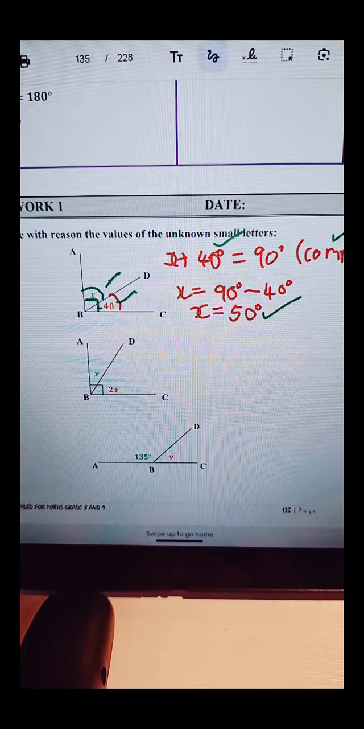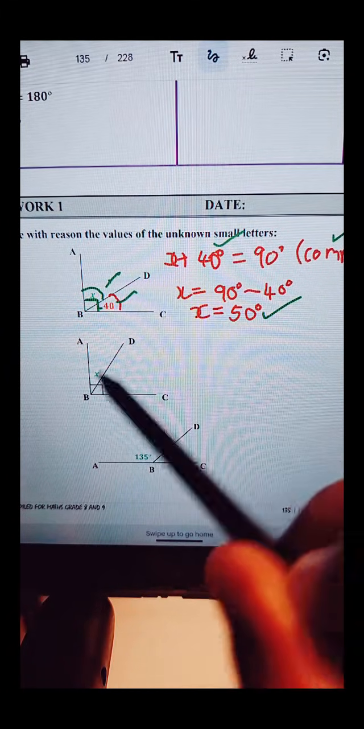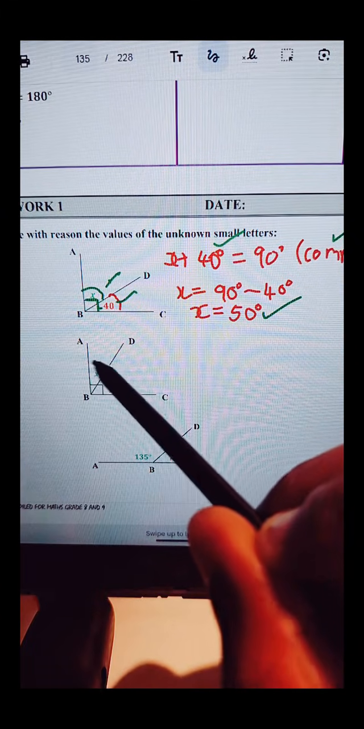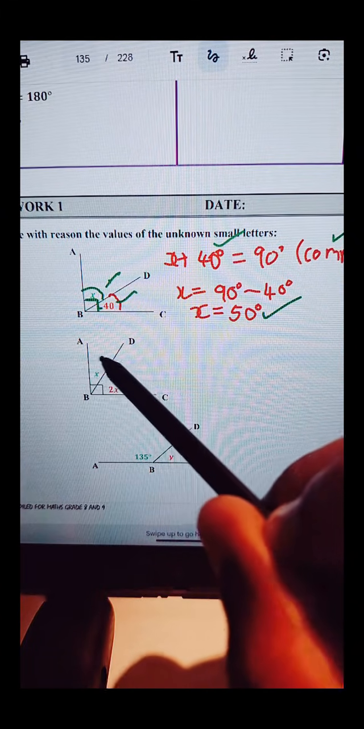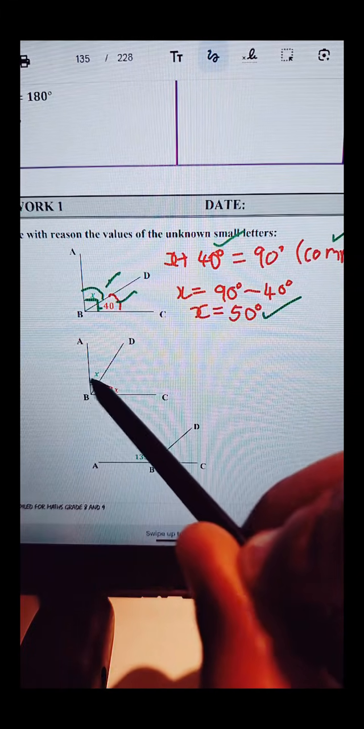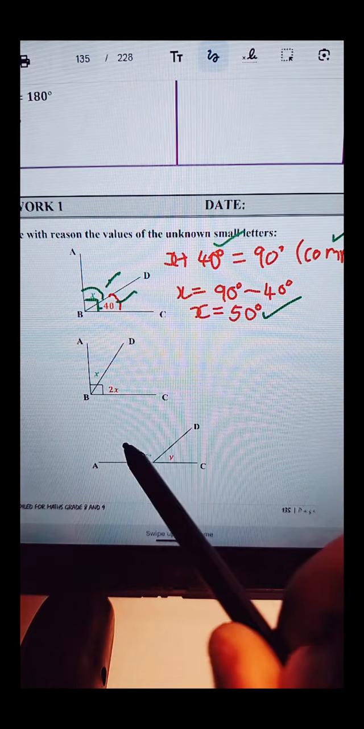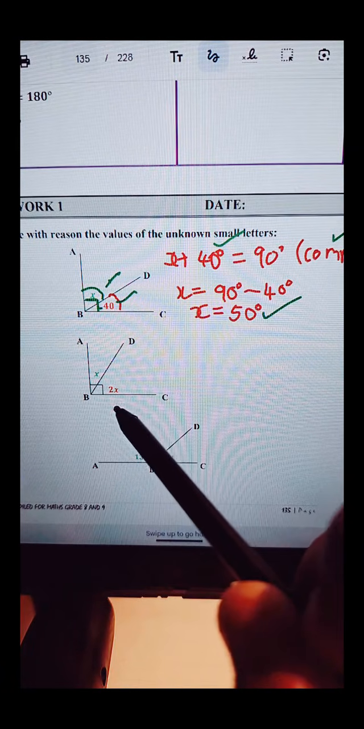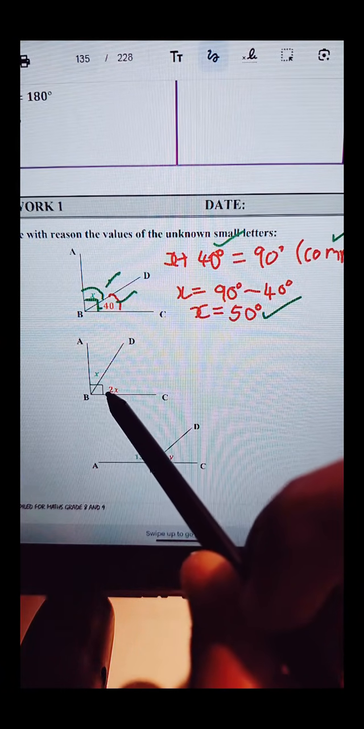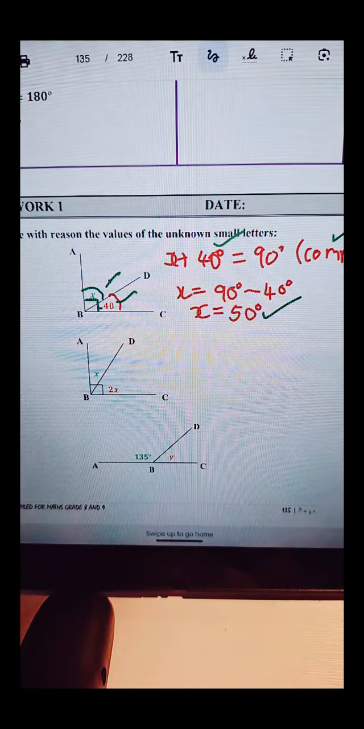We see here AB is an arm, BC is an arm, and we have a common arm BD. Then we have an angle x, so the angle here is in terms of x. Then we have 2x, that angle is also in terms of x. We are asked to determine the values of the unknown. How would we go about it? And remember, we have our famous box, which means 90 degrees. So what is the statement here? How do we approach this one?